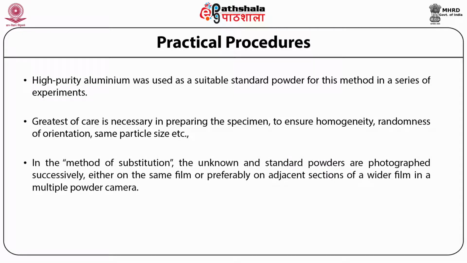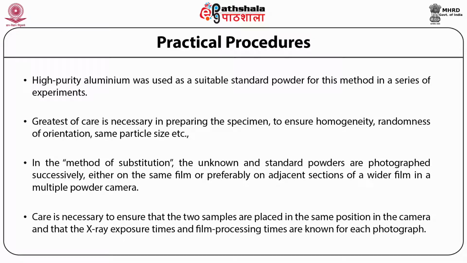In the method of substitution, the unknown and standard powders are photographed successively, either on the same film or preferably on adjacent sections of a wider film in a multiple powder camera. Care is necessary to ensure that the two samples are placed in the same position in the camera and that the X-ray exposure times and film processing times are known for each photograph.